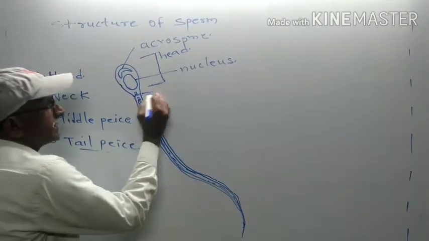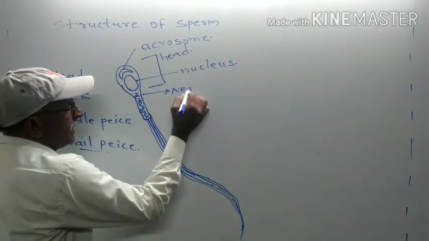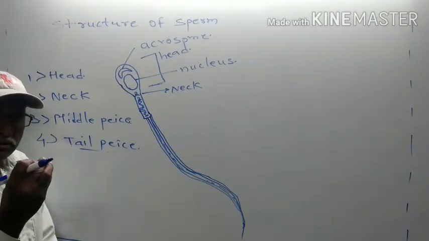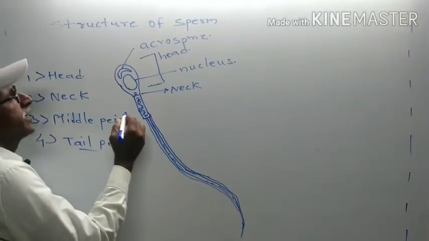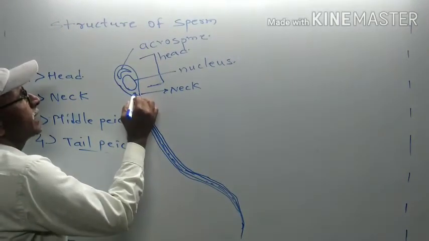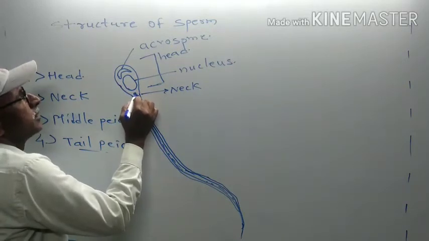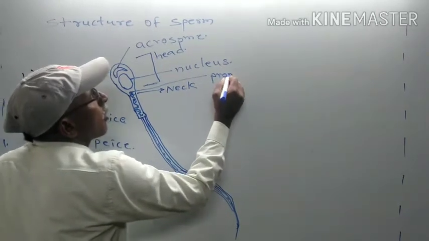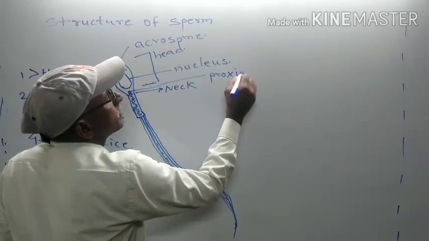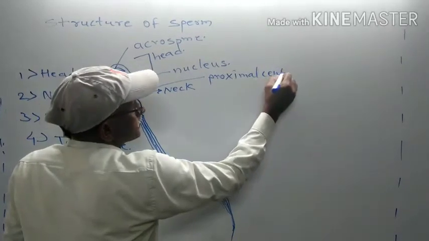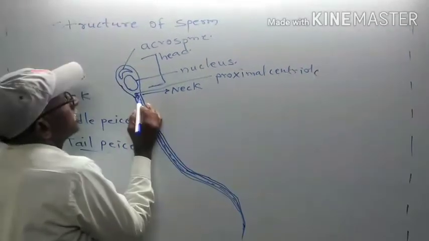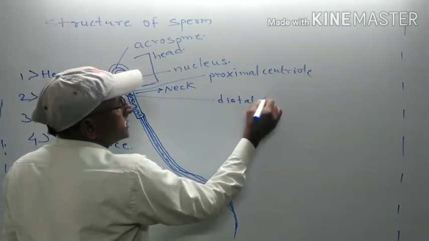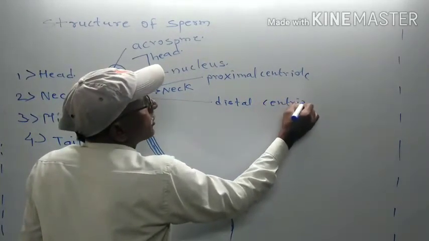Now this is the neck region here. In the neck region there is the presence of centrioles, that is proximal centriole and distal centriole. There are two centrioles here. This is the proximal centriole, and this lower one is the distal centriole.